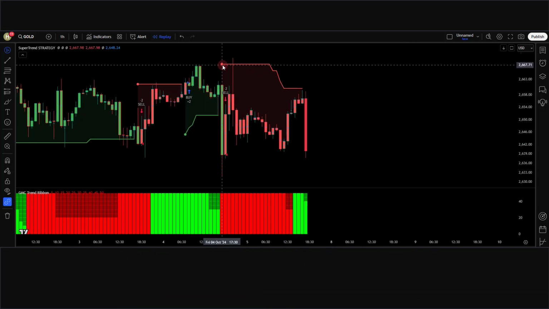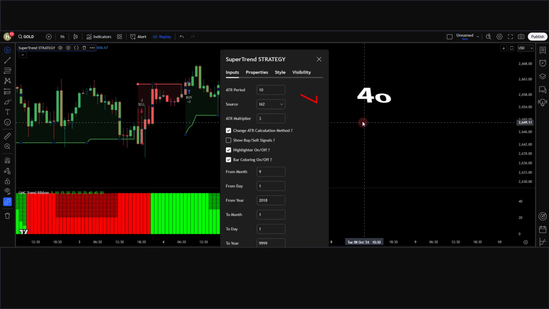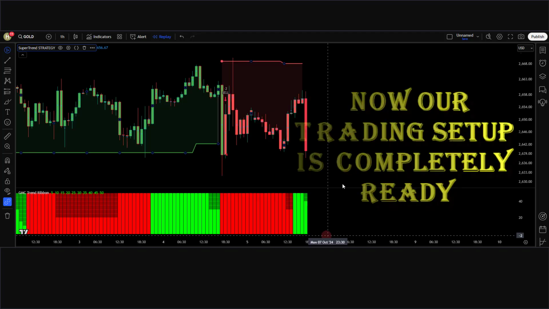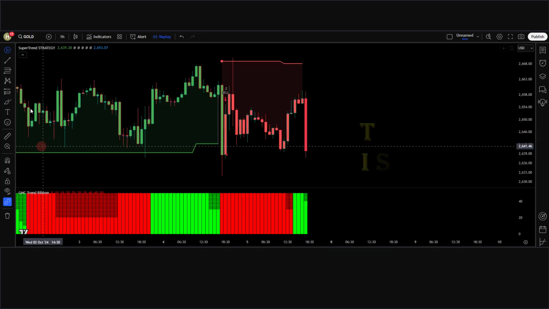Let's change the settings of the indicator. We have to change this ATR period from 10 to 40, and ATR multiplier from 3 to 4. Now our trading setup is completely ready.